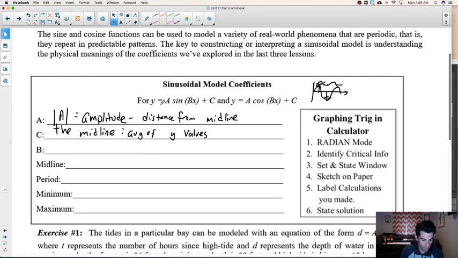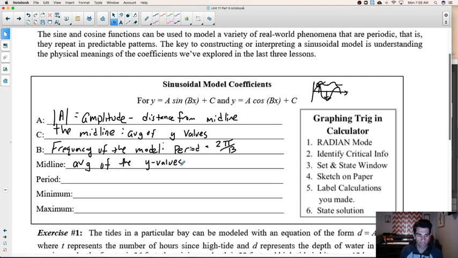Then you have your B, which is the frequency of the model. That's right here, inside, the frequency of the model. And remember, that is going to tell us the period by using the formula 2 pi over b. Midline, we just talked about that. That's the average of the y values. Then you have your period. It's the minimum distance along the x-axis for a cycle to repeat.